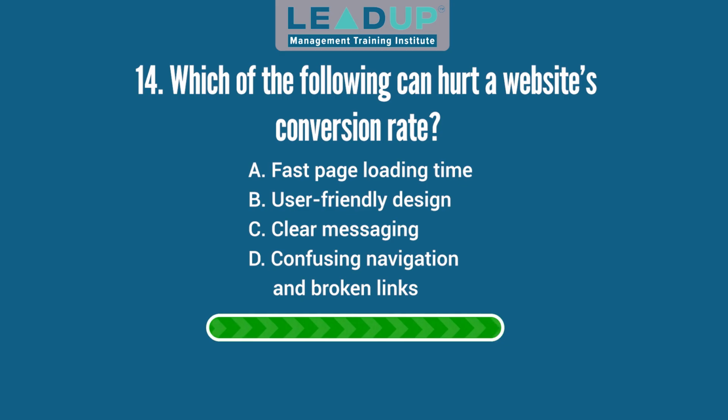Question 14. Which of the following can hurt a website's conversion rate? A. Fast page loading time. B. User-friendly design. C. Clear messaging. And D. Confusing navigation and broken links. The answer is confusing navigation and broken links.